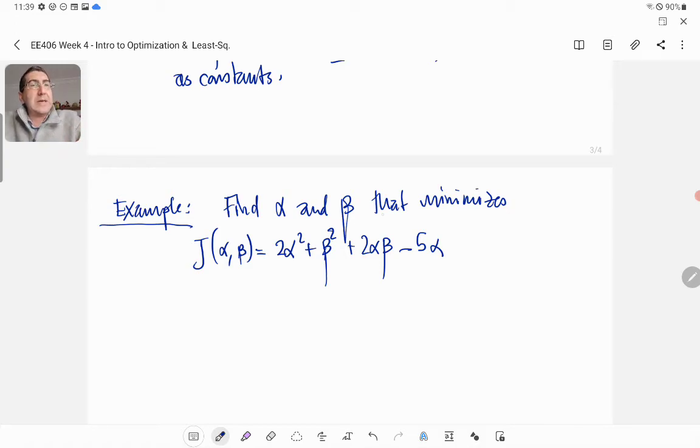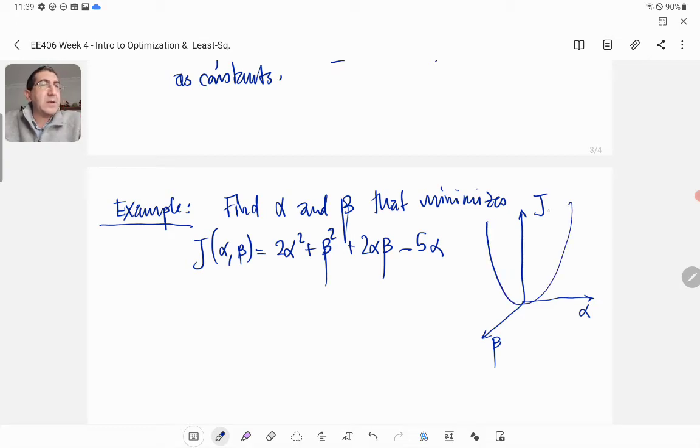Now, in this case, you see that this is a quadratic function. It only goes up to the second order for the terms. So if you think about this function, I don't know its exact shape, obviously, but if you think that alpha is one of the variables and beta is the other variable, and this is the J function, it basically is something like this, right? Why? Because the coefficient of the quadratic term is positive. Also over here it is positive. Therefore, this is something like this, okay?